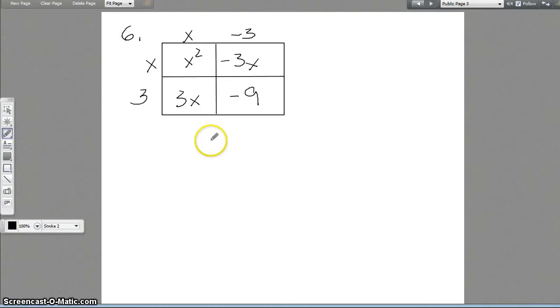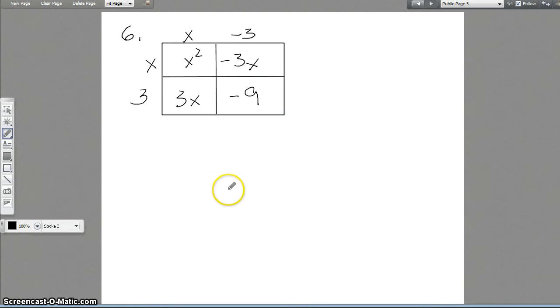Okay, so for number 6, you're given 4 different diagrams that are worked out. I'm just showing one of them. And the problem says, express the area of each of the following figures, both as a polynomial in simplest form and as the product of 2 binomials. Well, they've already done the hard part for you. They already did the work. All you have to do is write down what they've shown you as a math problem.